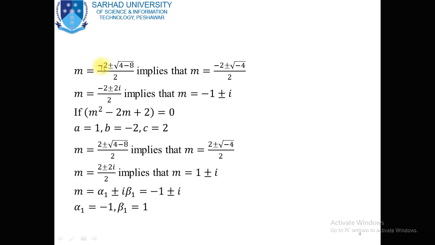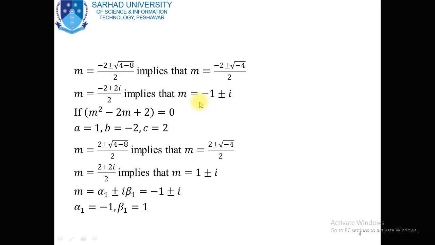Putting the value of a, the value of b, and the value of c in this discriminant part, we obtain m is equal to minus 2 plus minus under root minus 4 divided by 2. Under root minus 4 is actually equal to 2i. Now taking 2 common from this expression, we obtain minus 1 plus minus i. So this actually represents the alpha value, and this represents the beta value.